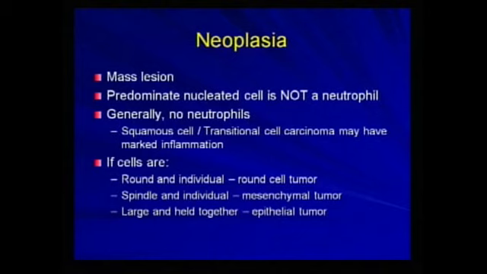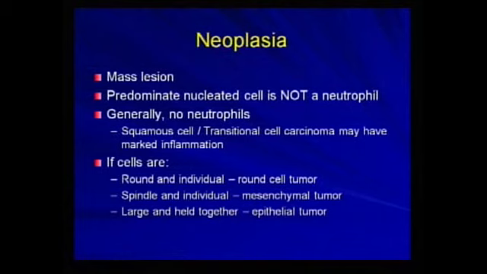Let's look at neoplasms. Neoplasms are also lumps. The first question that you ask yourself, do neutrophils predominate? They will not, with the single exception of squamous cell carcinoma. Generally, you'll see no neutrophils unless it's an ulcerated mass and it's been sampled through the area of ulceration or close to the area of ulceration. Then you generally see no neutrophils.